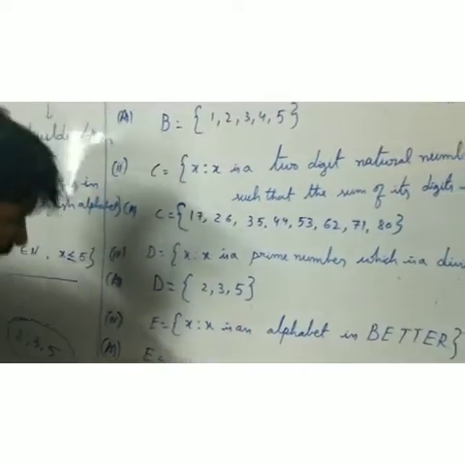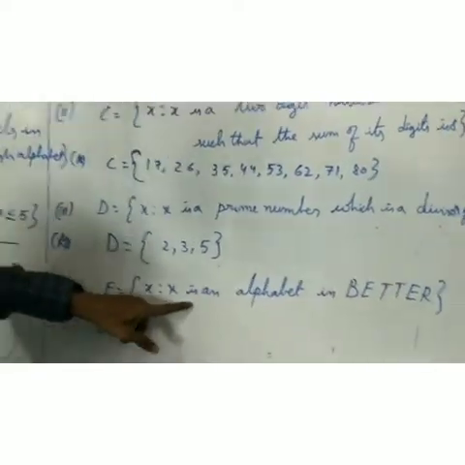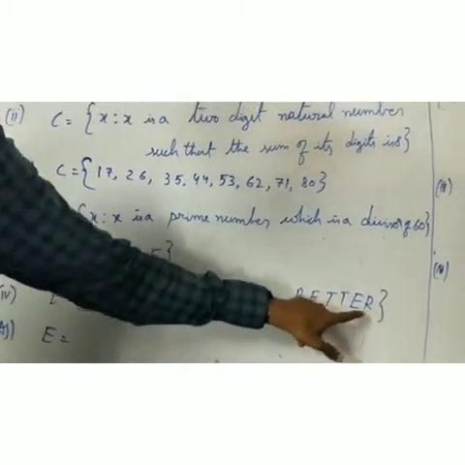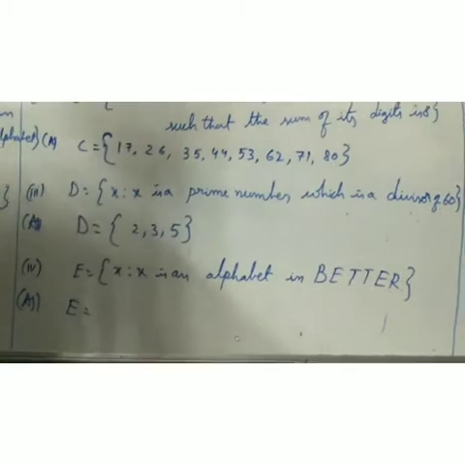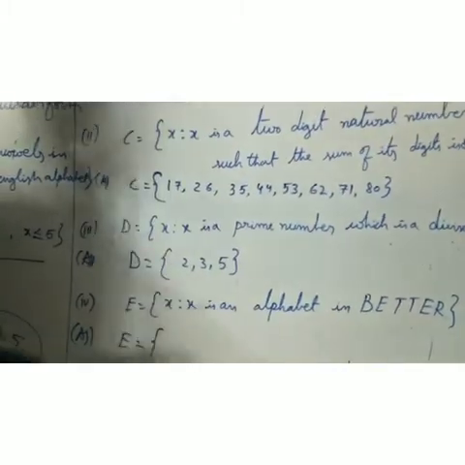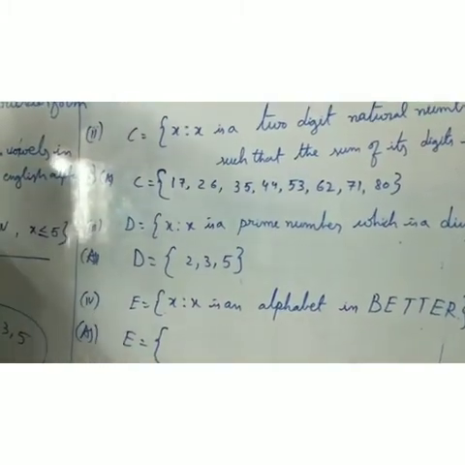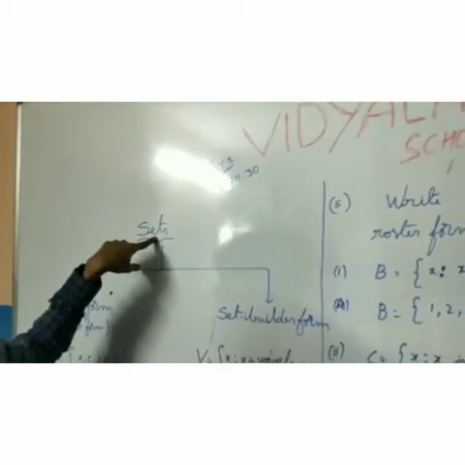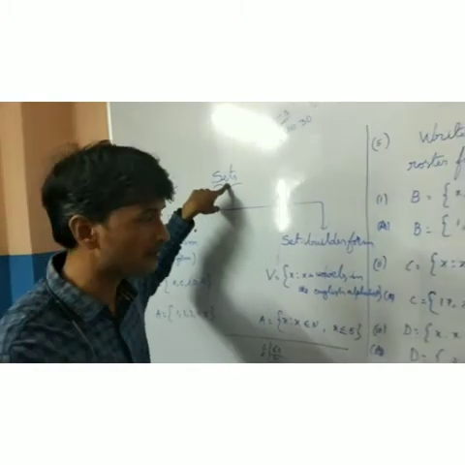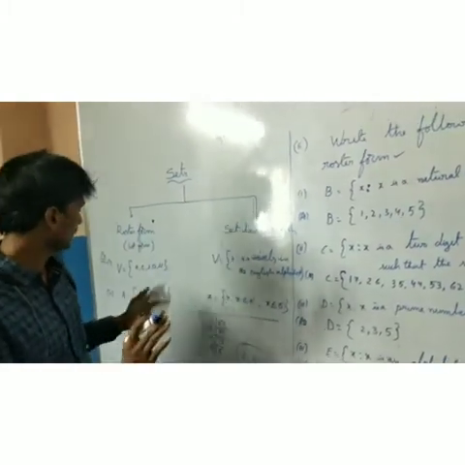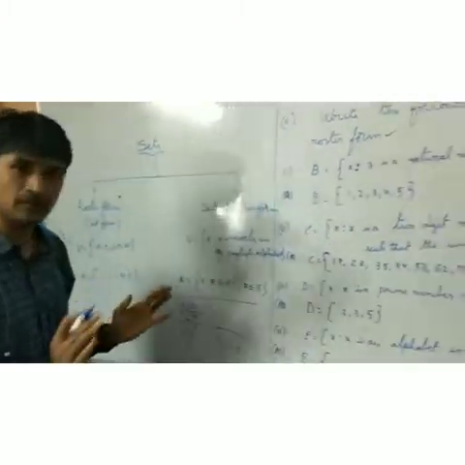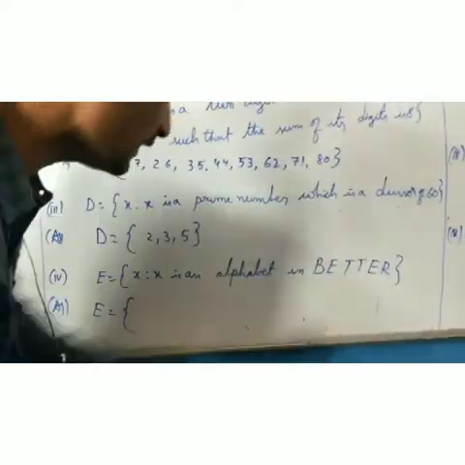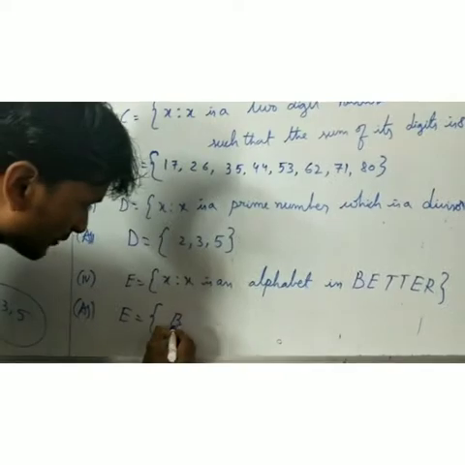Next, E equal to x such that x is a letter in the word BETTER. B-E-T-T-E-R, better. Yesterday we already discussed here that a set is a well-defined collection of objects. Well-defined collection of objects means every element is separated by commas. Already we know that. So B, E, T, T, E, R. So what elements are required here?